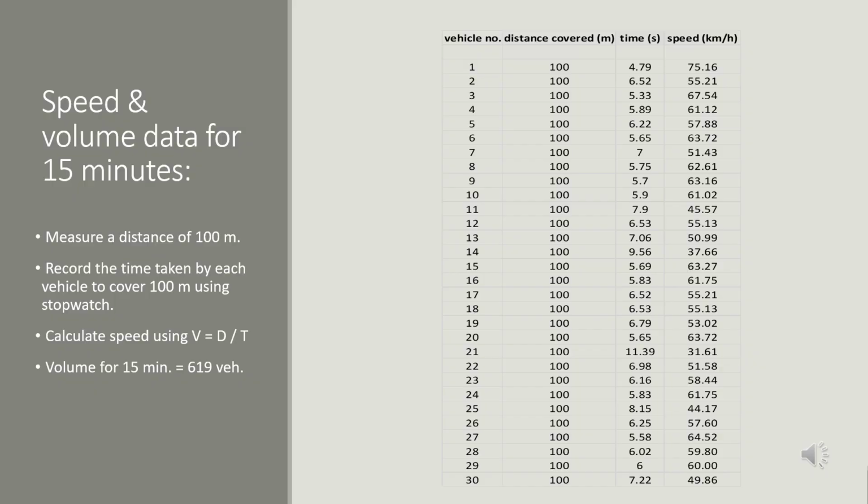When we visited the site, we collected volume and speed data for 15 minutes, just to make sure that we could stay at a safe and clear position, to see the road clearly and to be able to collect the data. We recorded the time it took each vehicle to cover a distance of 100 meters. Then we found the speed using speed equals distance over time. One of us was counting the volume, and it was 619 vehicles for one direction.